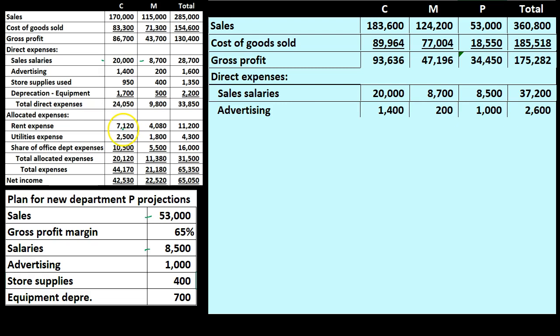And then we have the advertising. We were at 1,400, the 200, and then we're adding another 1,000 for P. So we're taking those directly from our prior numbers.